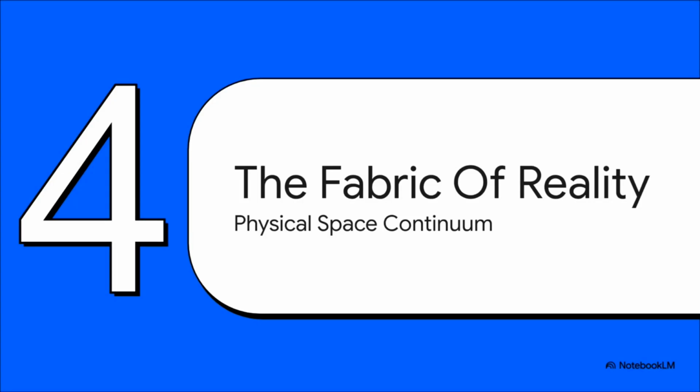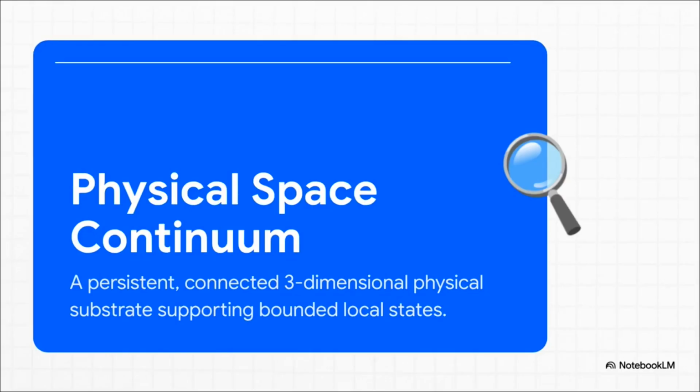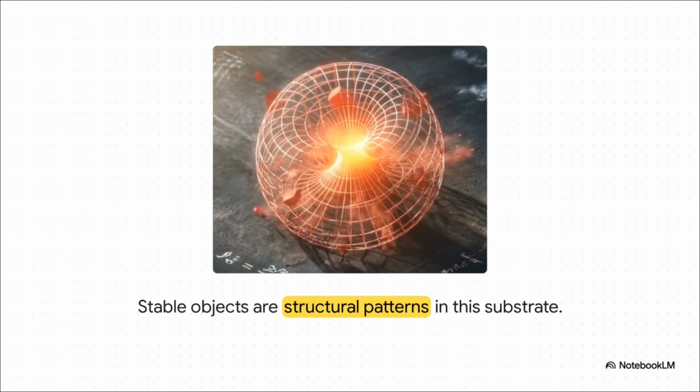Let's look at the actual fabric of reality. UGM says the universe isn't just an empty box. It's a physical space continuum. Think of it like an ocean. The water, the continuum, persists and connects everything, while the waves, which are the local states, move and change across it. Under this framework, stable objects aren't magic isolated marbles. They are localized, bounded structural patterns, natural vibrations within that continuous substrate. Every particle is just an expression of that exact same space.